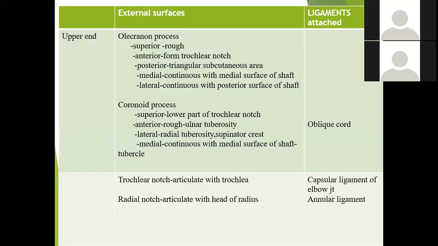So now we can come to the externals, the ligaments attached. First one is the oblique cord. The oblique cord is attached to the coronoid process. Next one is the capsular ligament of the elbow joint. It is attached around the trochlea. And next one is the annular ligament. It is attached to the head of the radius. So: oblique cord, capsular ligament of elbow joint, and annular ligament.